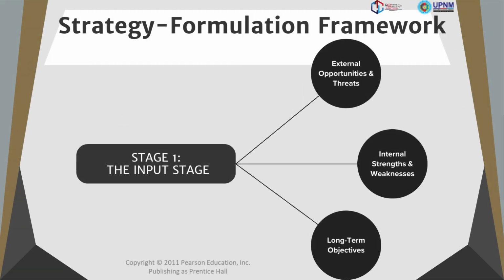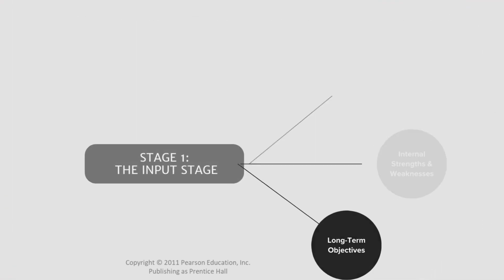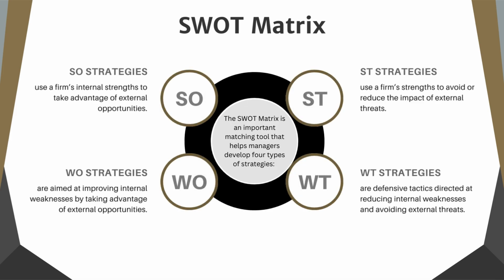Strategy Formulation Framework. Stage 1: The input stage. External opportunities and threats. Internal strengths and weaknesses. Long-term objectives. SWOT Matrix. The SWOT Matrix is an important matching tool that helps managers develop 4 types of strategies.